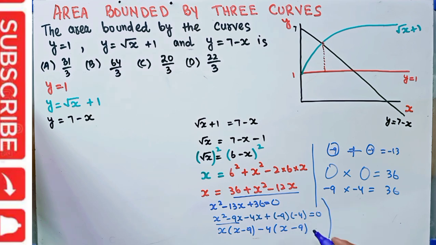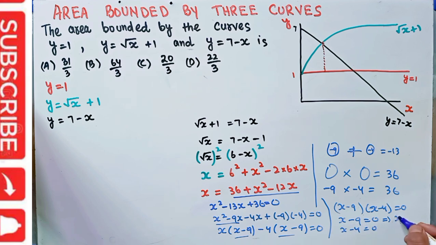That sums up to, and it should be equal to 0. Let's take x minus 9 common, x minus 9, then we are left with x minus 4 here, which should be equal to 0, which implies either x minus 9 is equal to 0, or x minus 4 is equal to 0. When x minus 9 is equal to 0, it implies x is equal to 9, and when x minus 4 is equal to 0, it implies x is equal to 4.